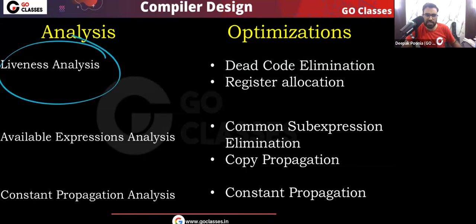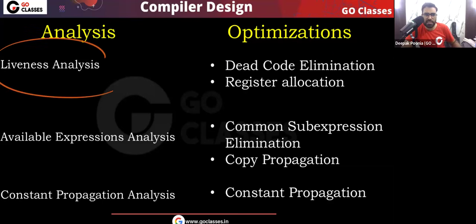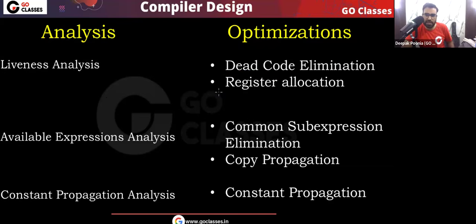When we study liveness analysis, it will become very clear what I mean by live variable and dead variable. The point is that we perform liveness analysis on the program and figure out some information about it: which variables are live and which are dead at every point. Once this analysis is done, you can perform two optimizations after it: dead code elimination and register allocation.